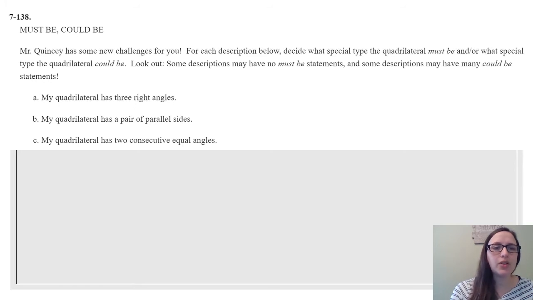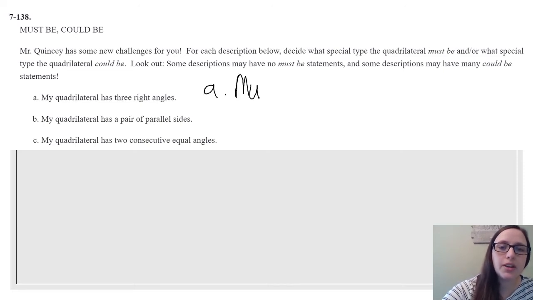And so my quadrilateral has 3 right angles. Obviously no quadrilaterals have just 3 right angles. So which ones have at least 3? So probably just 4 right angles. If you're thinking rectangles and squares, that would be correct. Rectangles go above squares in the tree, so all squares are rectangles, but not all rectangles are squares. So for part A, the must be would be the rectangle, and the could be would be a square.